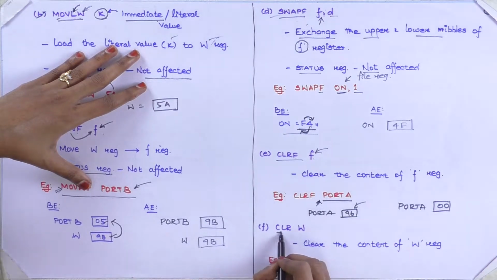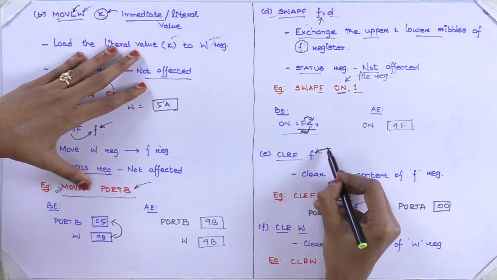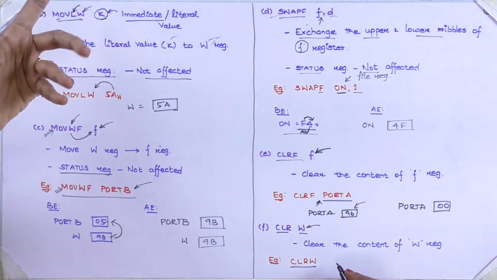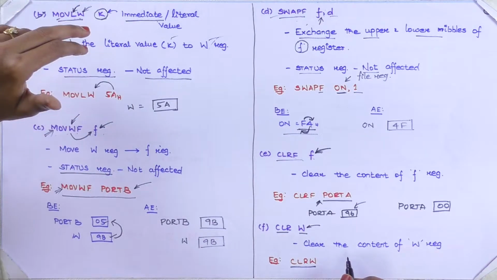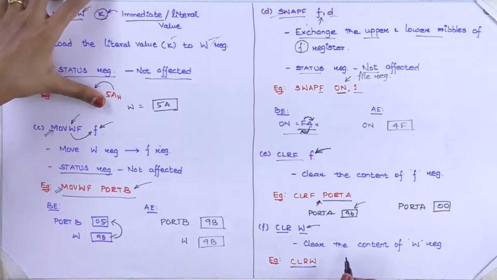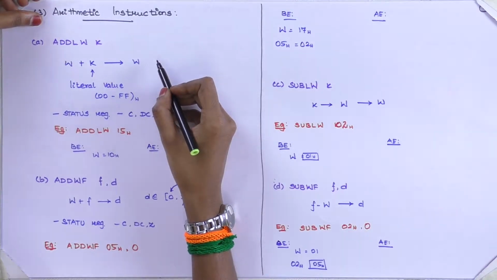Next is CLRW. Here we cleared a file register, and here we can clear the working register. Before executing this instruction, your working register will have some value. After executing CLRW, the working register will be stored with the value 00. The next set of instructions that we are going to see is the arithmetic instructions.